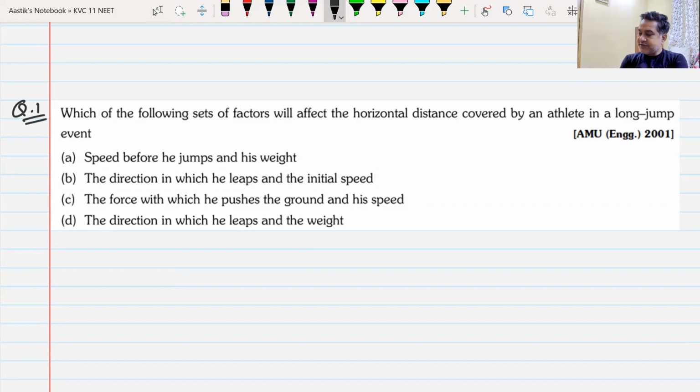Speed, direction, force, and his speed, the direction in which he leaves, and his weight. What affects the horizontal distance covered? Which one, sir? B, sir. B, sir, because horizontal distance is basically your range, and your range depends on your u, initial speed, and theta, the direction in which you are jumping. Do we understand this? Yes or no?